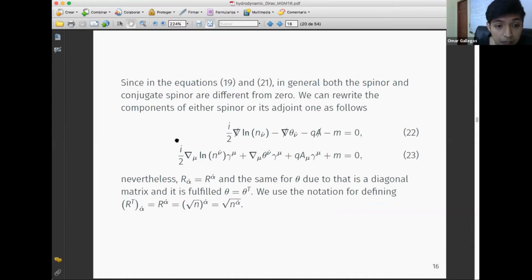And if we do the transformation to the R and N vector, we can obtain this equation. Equation 22 is the Dirac equation, and equation 23 is the conjugate transpose Dirac equation.